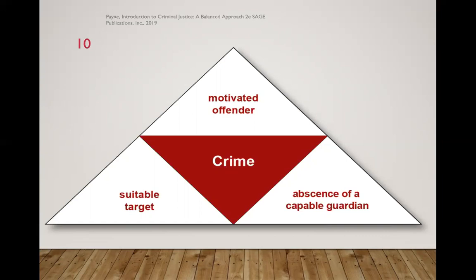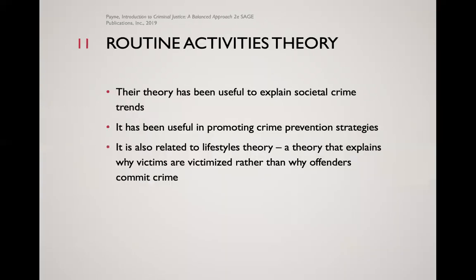There are other reasons why crime might not occur, but the propensity for crime to occur goes through the roof, is essentially what Cohen and Felson said. So that's routine activities theory in a nutshell. It's been very useful to explain societal crime trends.